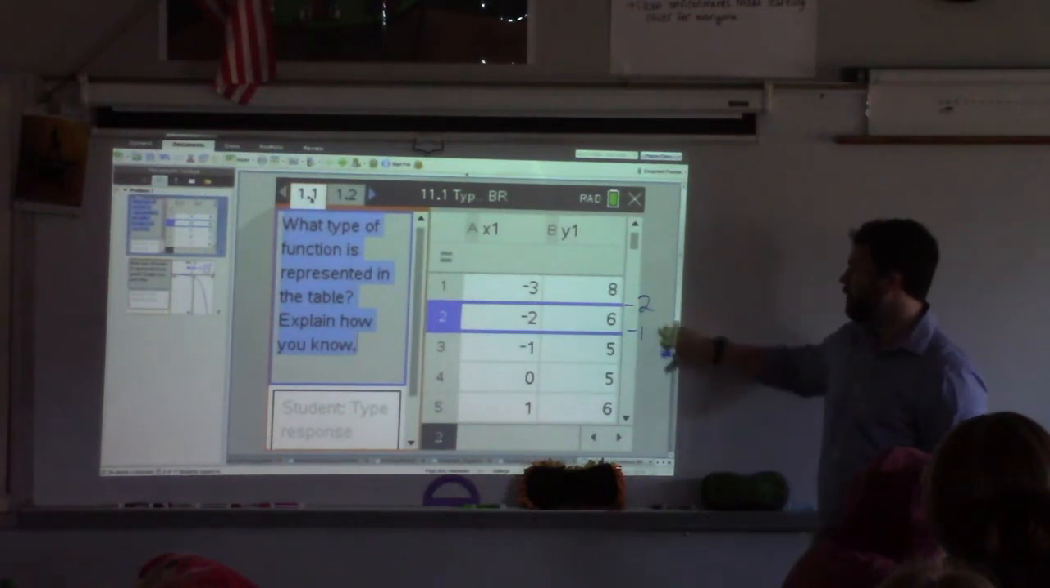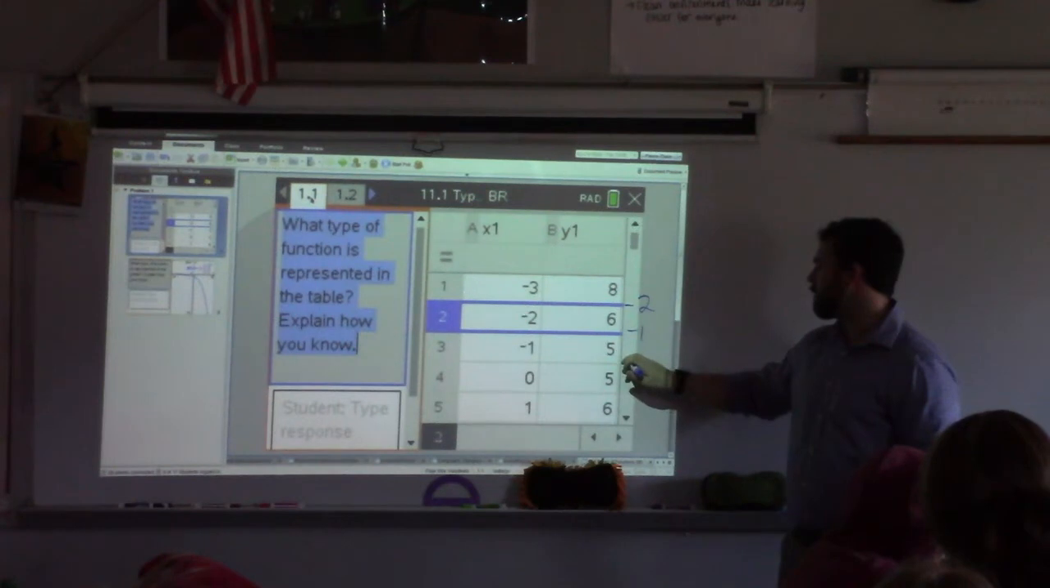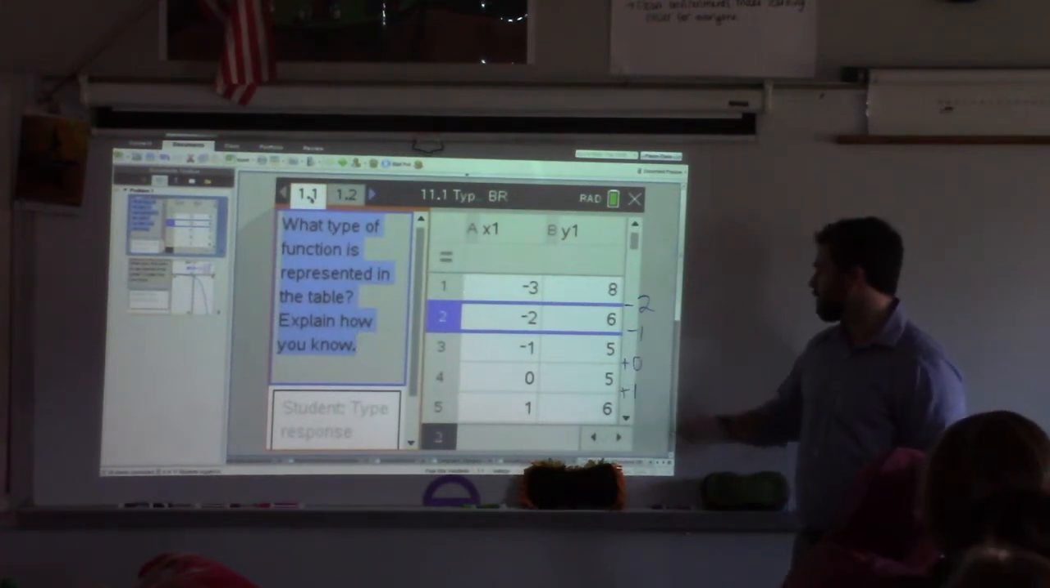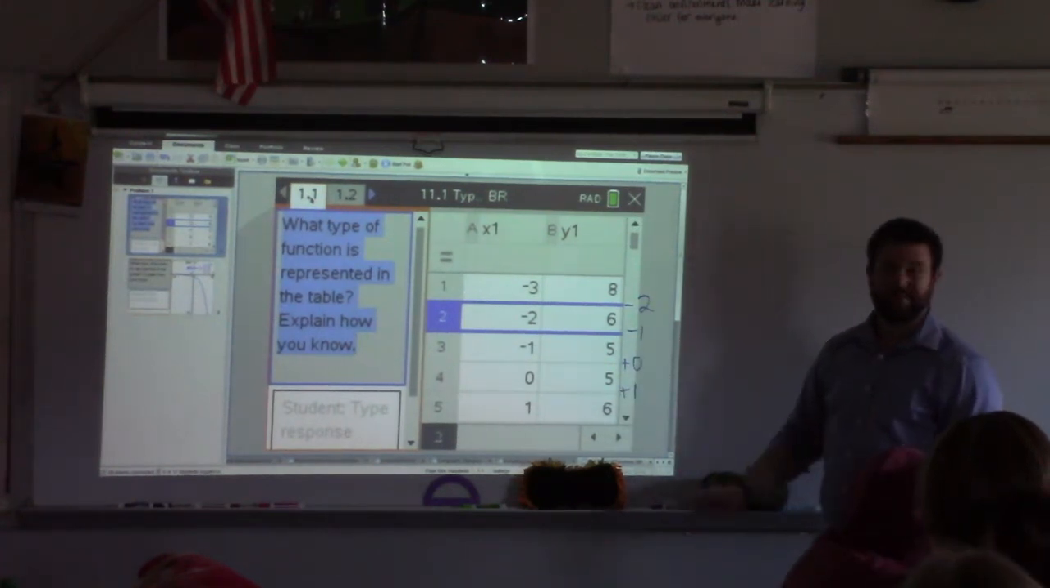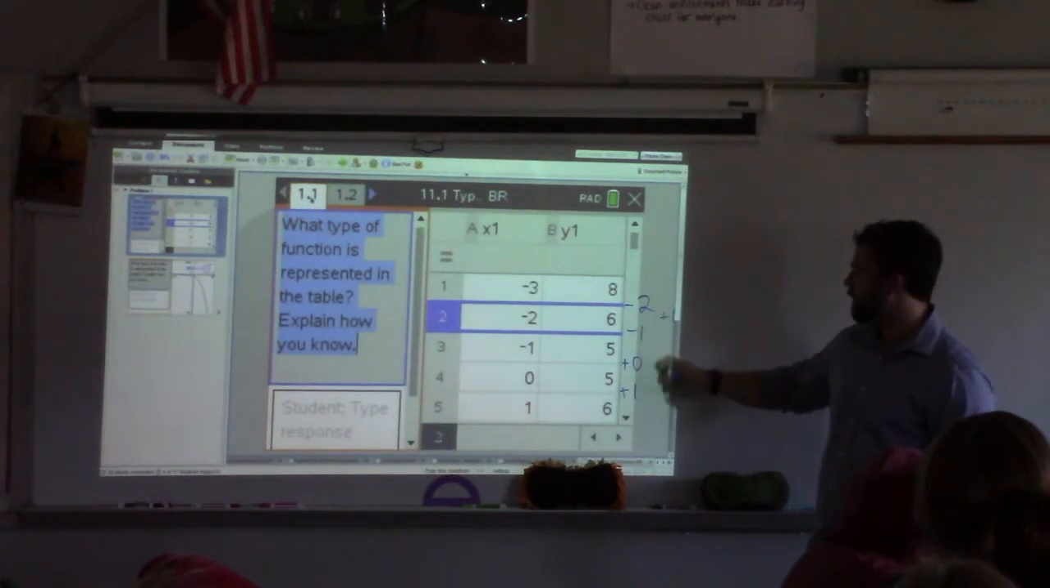And notice for those of us who said it goes up and then down, it's going down, decreasing, then it's going up. Is that a constant additive rate of change? No. But to go from -2 to -1, I am adding 1, and then adding 1, and then adding 1.